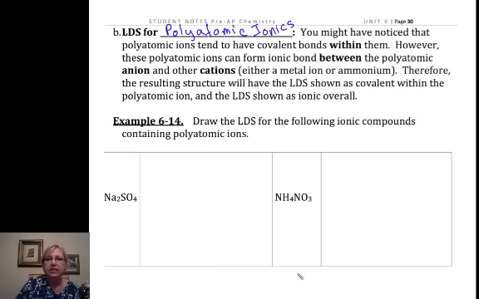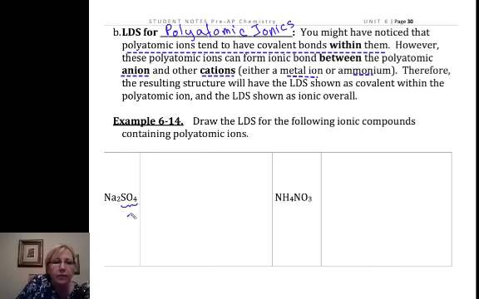We've been talking about Lewis dot structures of ionics and then covalents, and now we are going to merge the two. Polyatomic ions, you've already done a couple of Lewis dot structures in class, have covalent bonds within the polyatomic ion. However, most of them are anions and can have an attraction to other cations, and that cation could be a metal ion or ammonium. So let's take a look here.